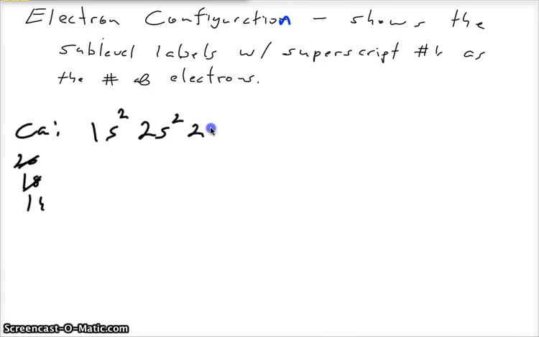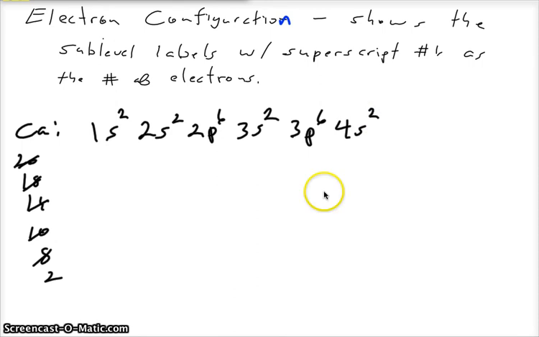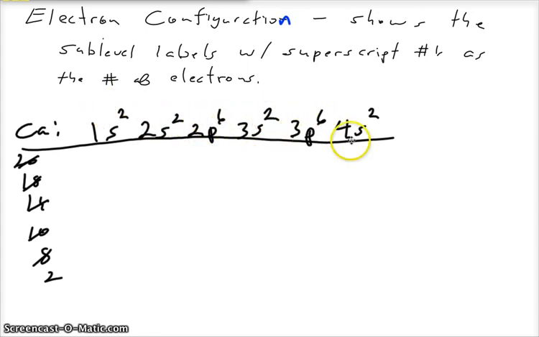After 2s, we can go to 2p. P can hold 6, so we're down to 10 electrons. After 2p is 3s. S can hold 2, so we're down to 8. After 3s is 3p, which can hold 6, so we're down to 2. And after 3p would be 4s, which can hold 2, and we're done. There's our electron configuration for calcium. 1s2, and you just read it like this: 1s2, 2s2, 2p6, 3s2, 3p6, 4s2. That's how you would read that configuration.